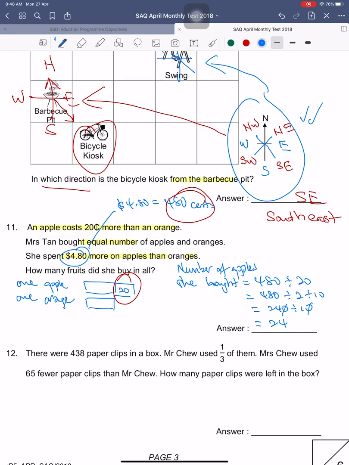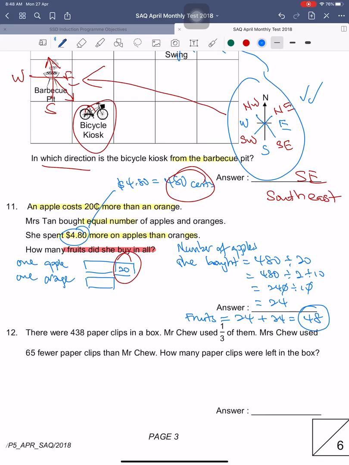Now that is not the answer, because the question asks how many fruits she bought in all. The fruits here also include oranges. She bought 24 apples, and she bought an equal number of apples and oranges. So the total number of fruits she bought will be 24 oranges plus 24 apples. That's why the answer is 48. So in total, she bought 48 apples and oranges.